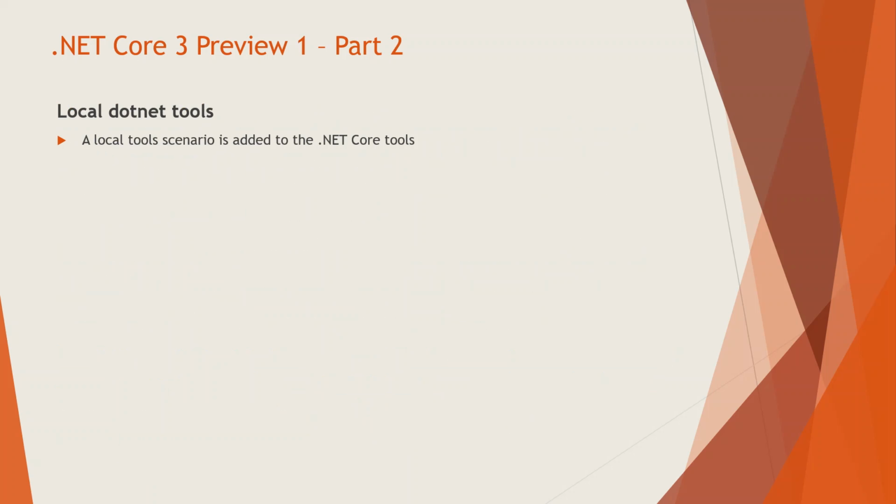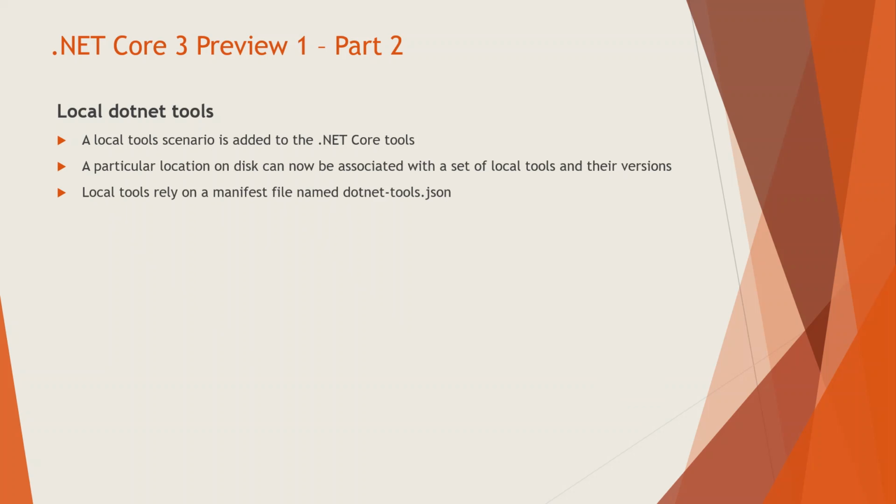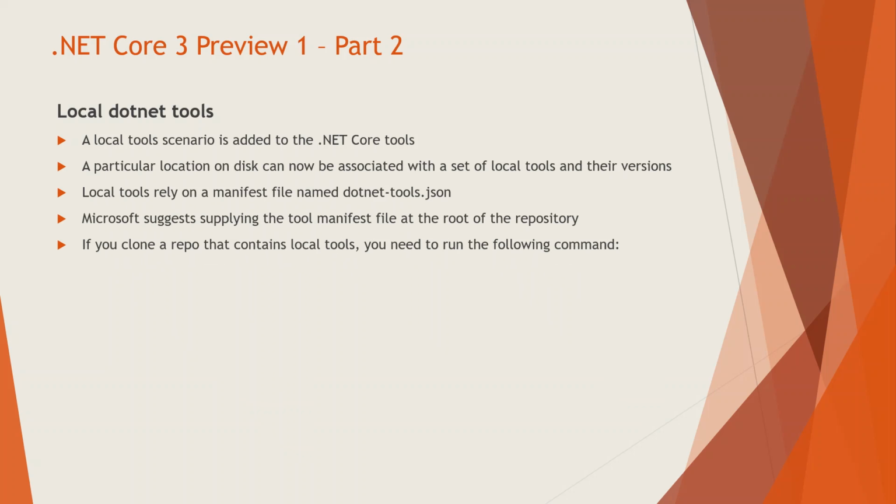So, local .NET tools. A local tool scenario is added to the .NET Core tools. A particular location on disk can now be associated with a set of local tools and their versions. Local tools rely on a manifest file named .NET-tools.json. Microsoft suggests supplying the tool manifest file at the root of the repository. If you clone a repo that contains local tools, you need to run the following command: .NET tool restore. After restoring, you can call a local tool with .NET tool run and then the tool command name.